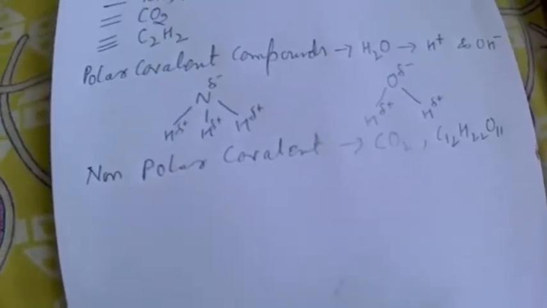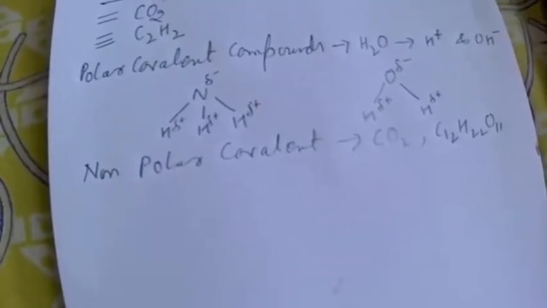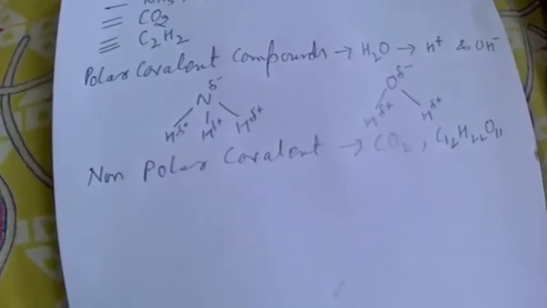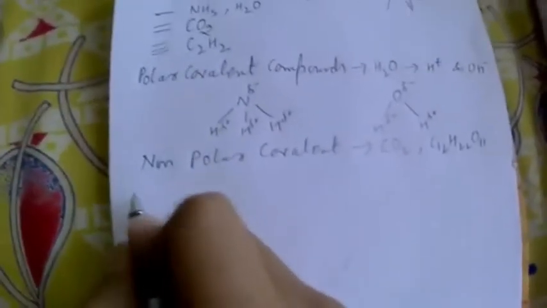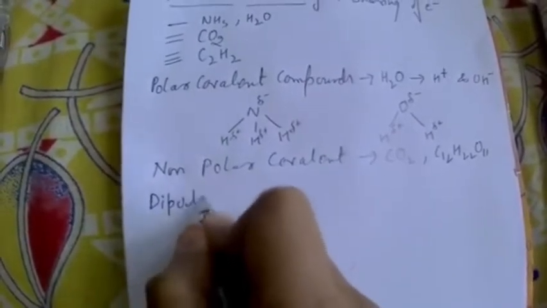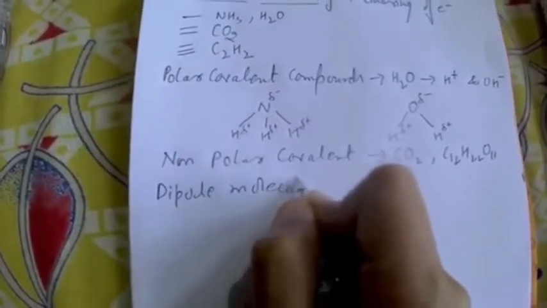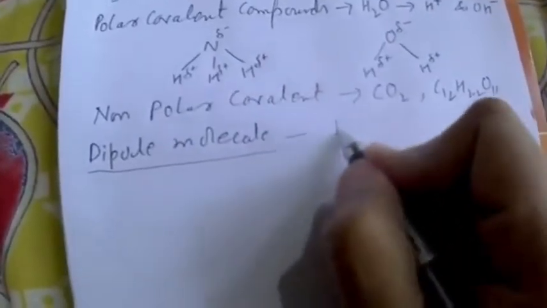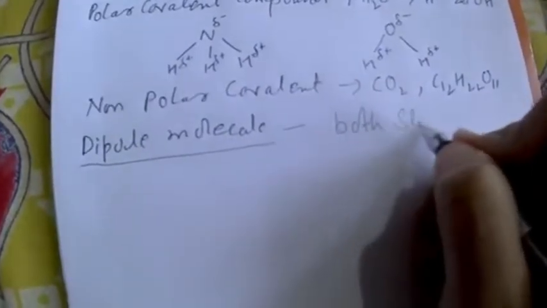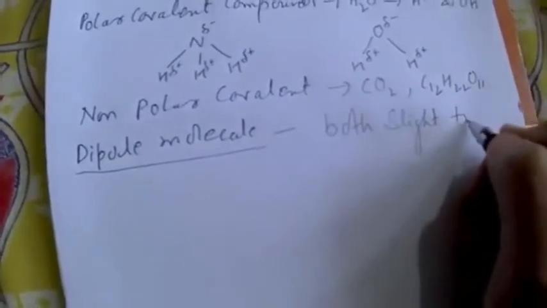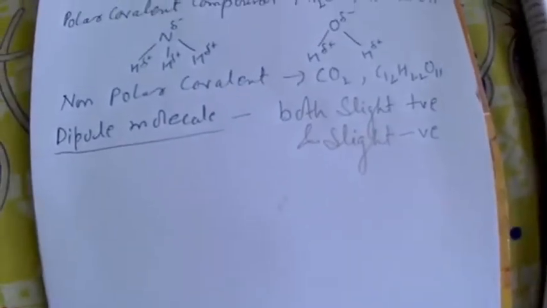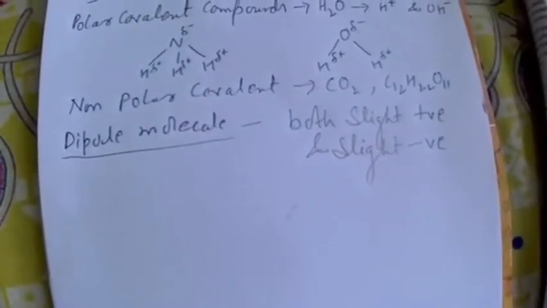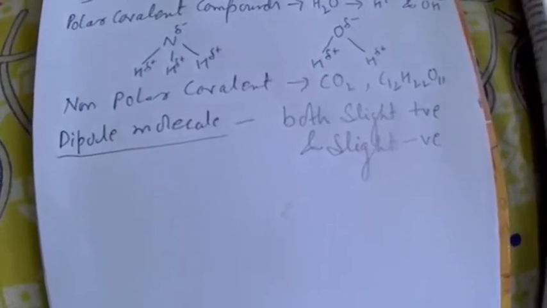A dipole molecule, a molecule that has both slight positive and slight negative charge, is called a dipole molecule. So see this dipole molecule. What is a dipole molecule? A molecule that has both slight positive and slight negative charge is called a dipole molecule. I hope you understood these things.